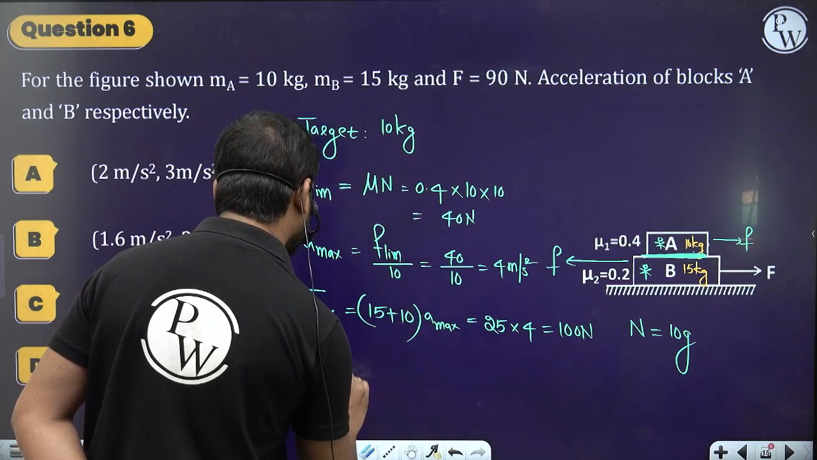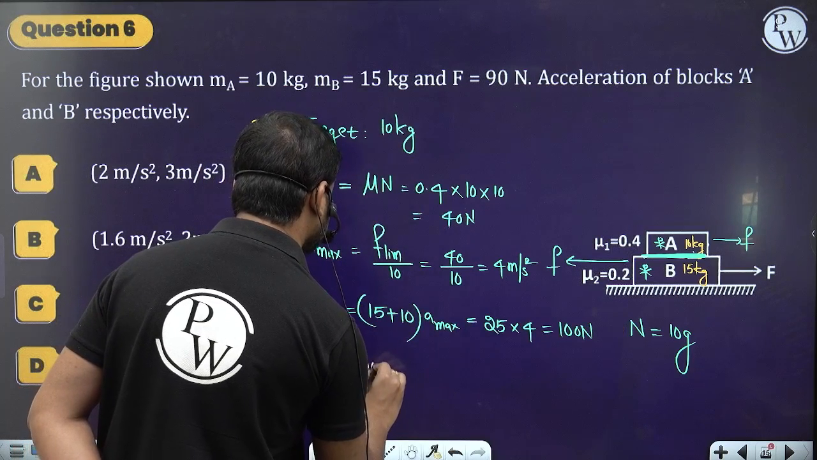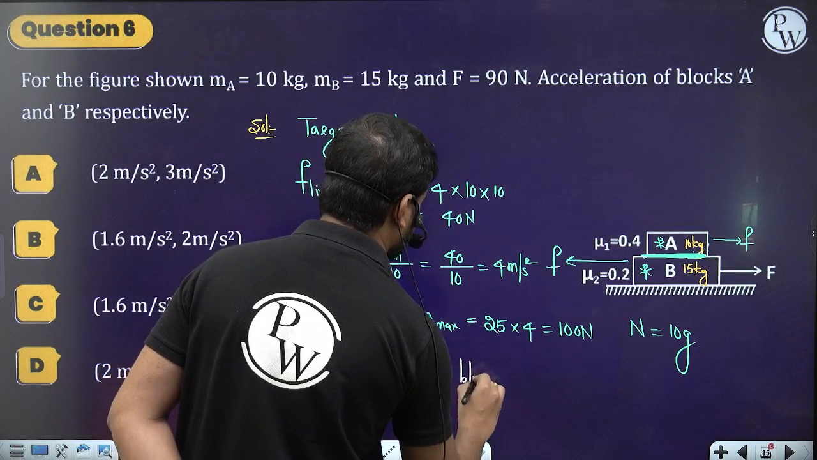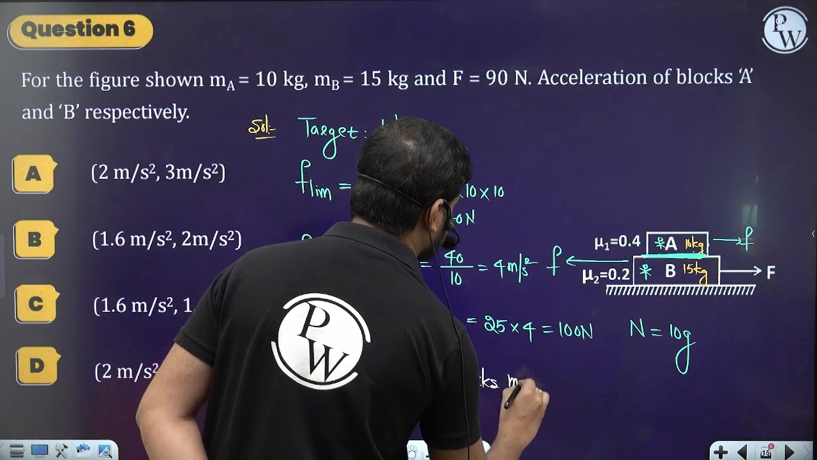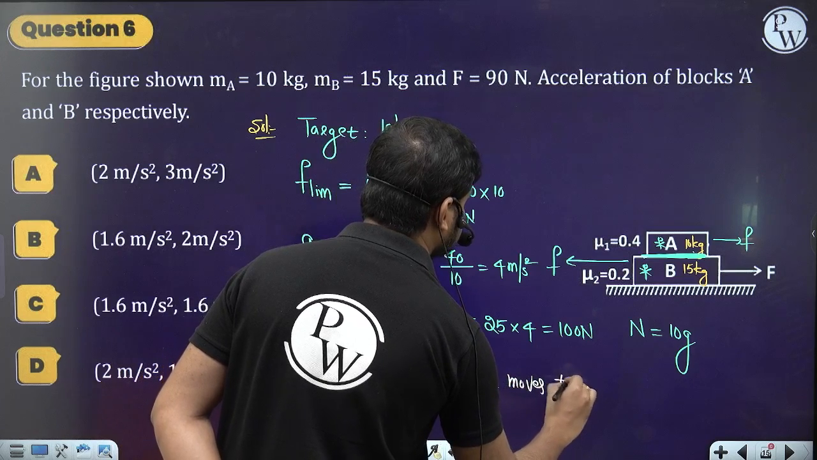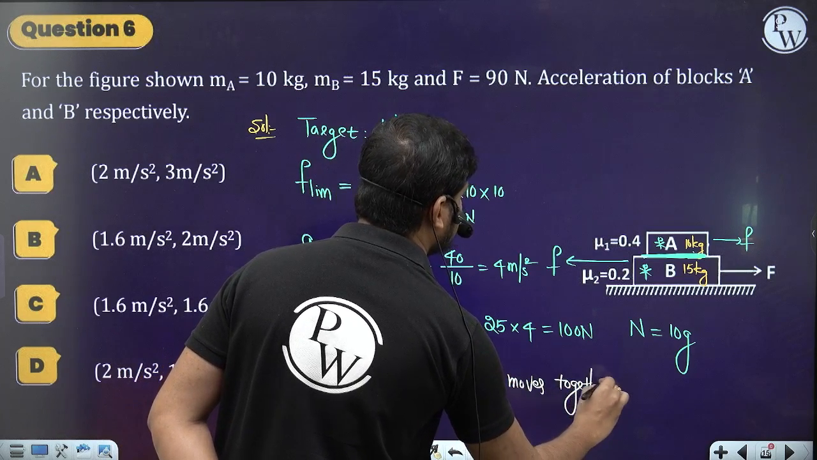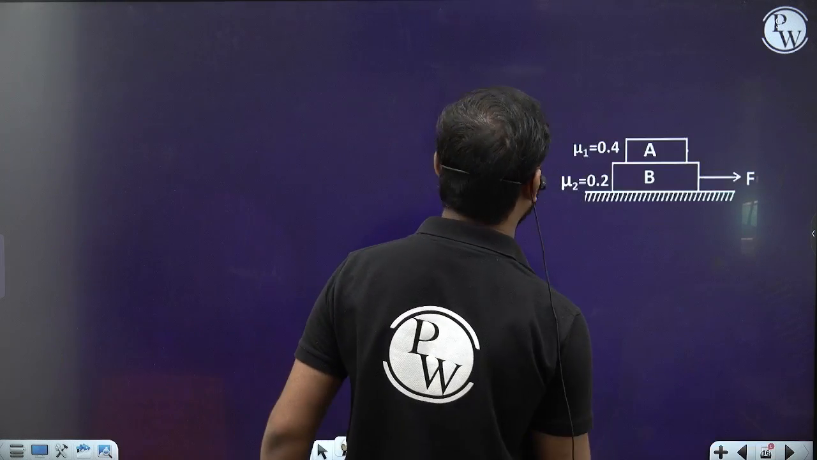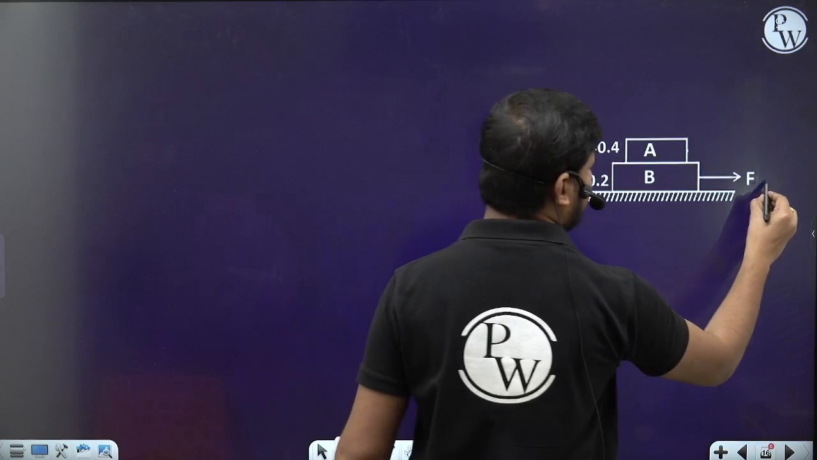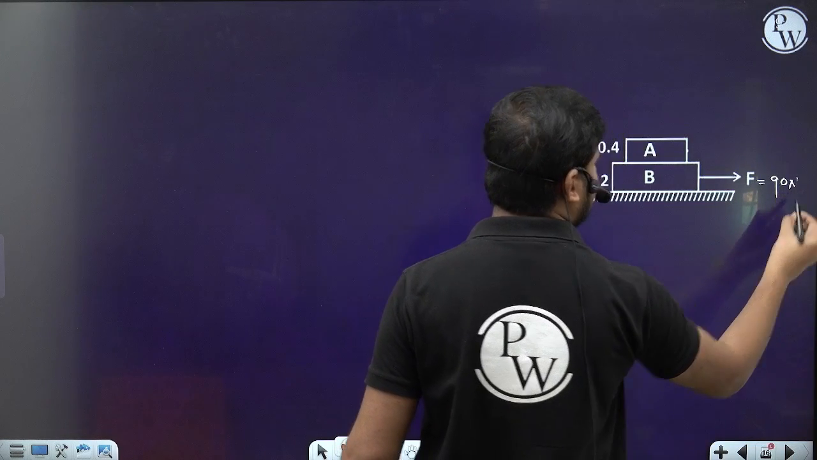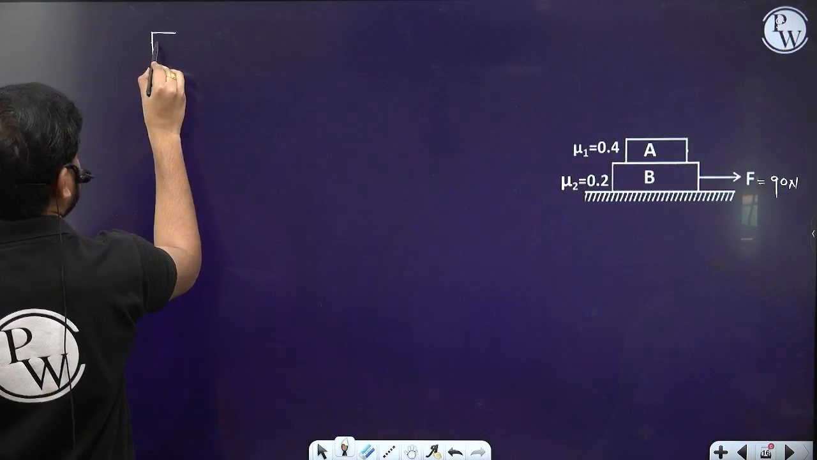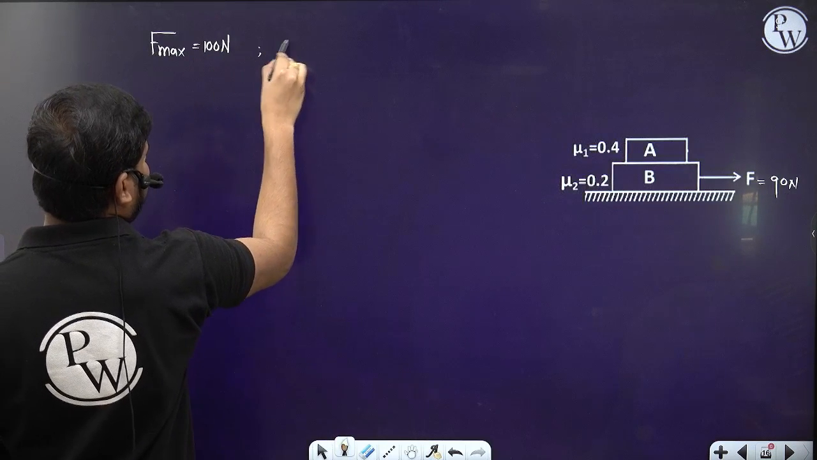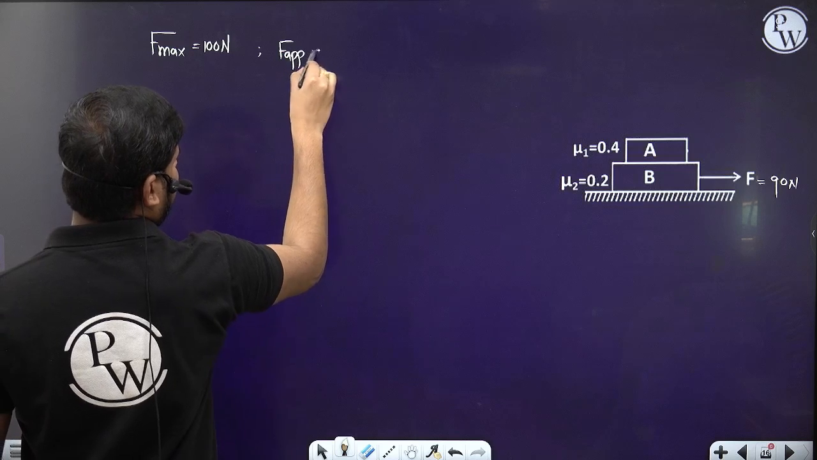Right? So up to 100 newtons, both blocks move together. So what is the F applied in the given question? The F applied in the given question is 90 newtons. Right? So in this particular case, the F applied is 90 newtons, and F max we got 100 newtons.